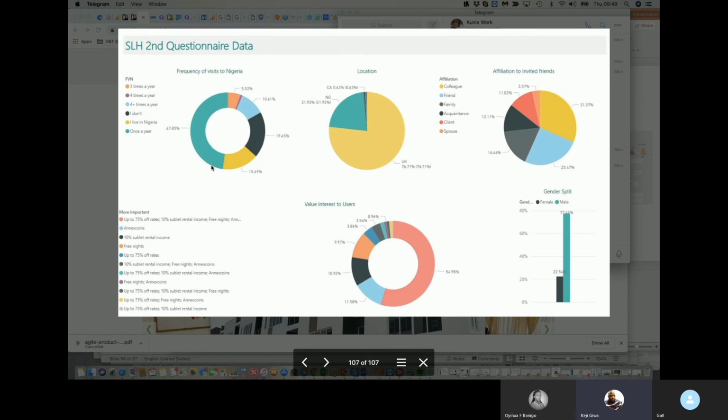Now you then look at the affiliation. How are people coming through us? Through colleagues, through friends. Can you see that? Through families, which means that they're bringing people who they can basically talk to. Now, if you look at value interest to user, 54% want the percentage off. So annex points will be very good for them.